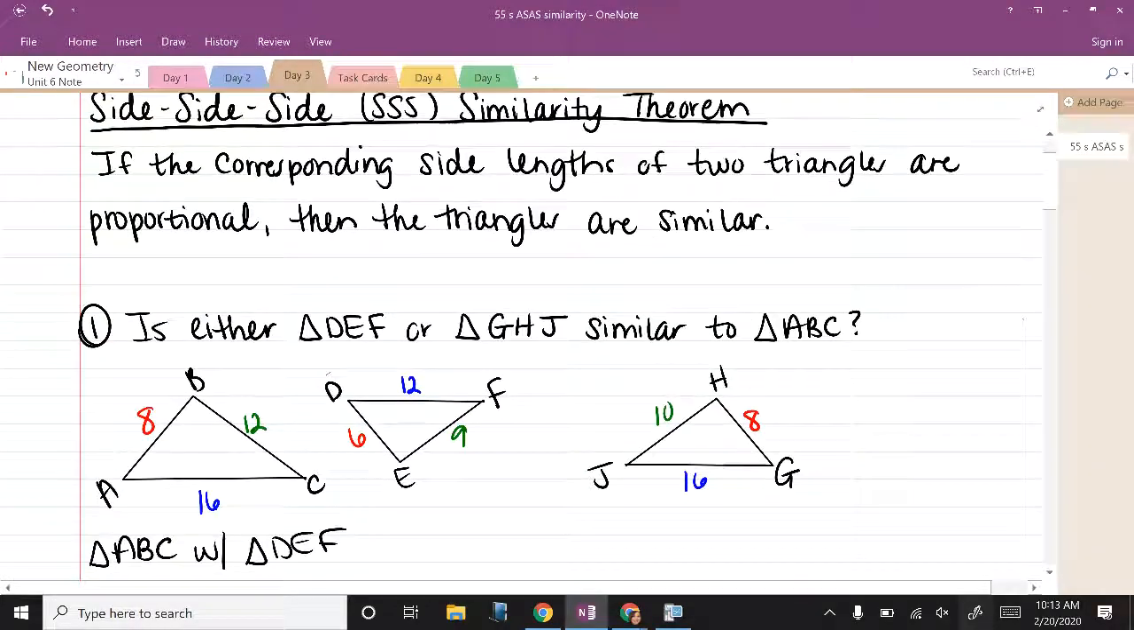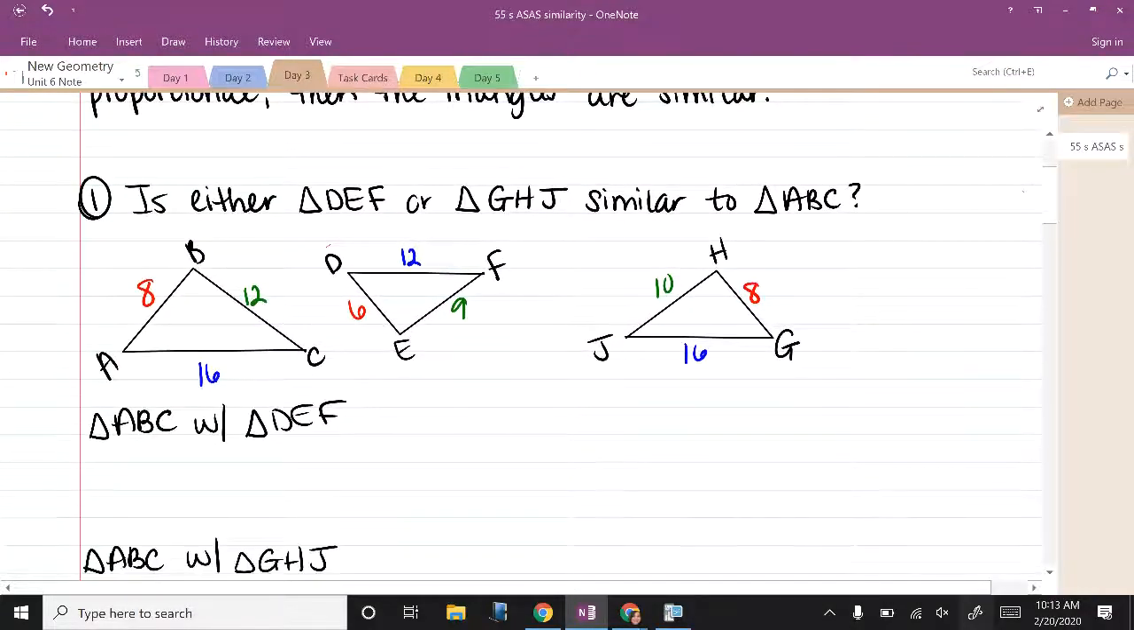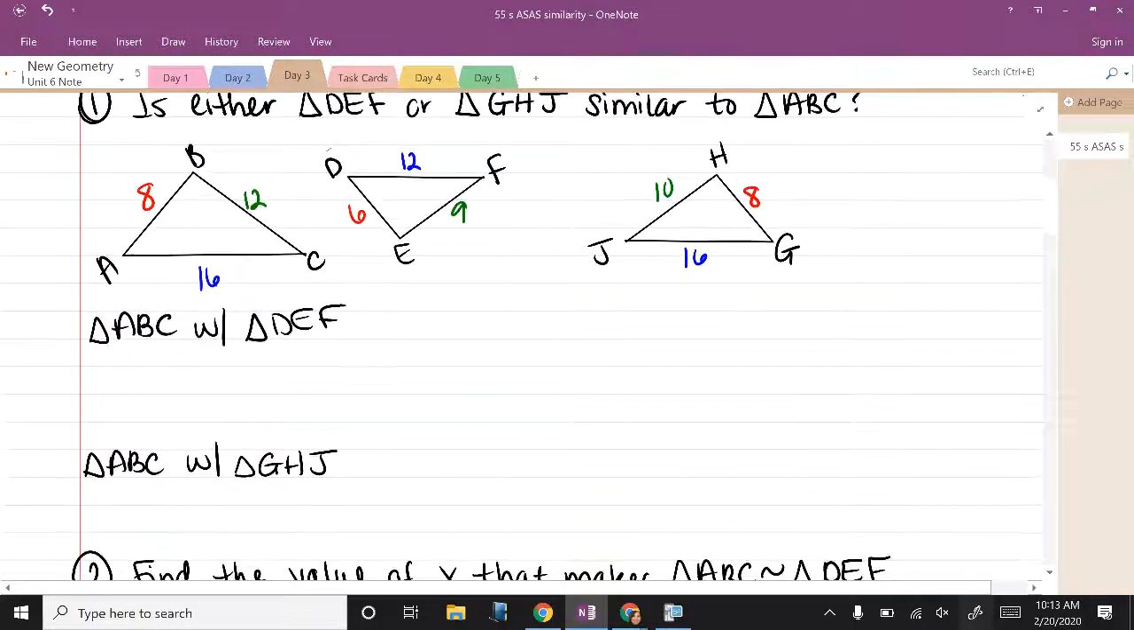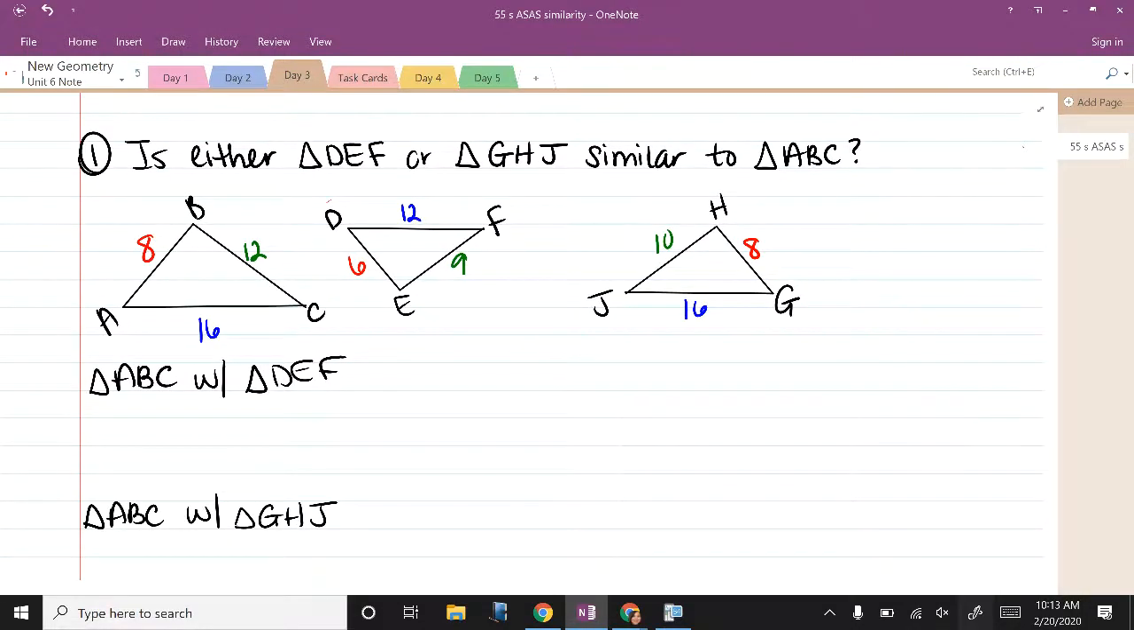Okay? So look at number 1 here. I have drawn 3 triangles, and I even color coded. I didn't have to, but I color coded. Red, green, and blue. So is either triangle DEF, which is this little one out here, or triangle GHJ similar to triangle ABC? So here's triangle ABC on the far left. Its segments are marked, and they're color coded because why not? And I want to see if they are similar.